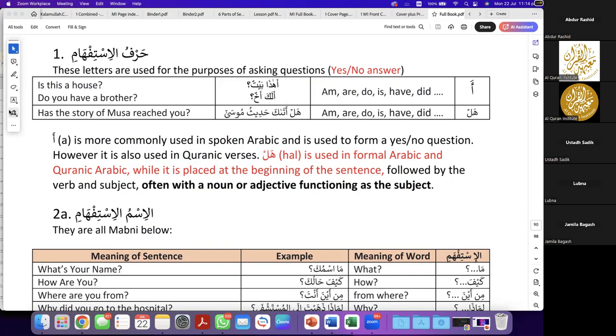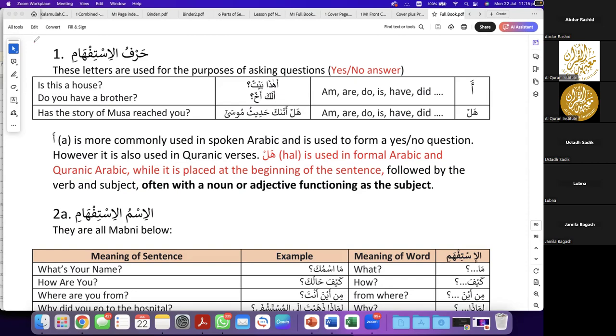As another additional faida, additional benefit, when you see Hamzatul Istifham in some words, if the word also begins with Hamza, it will be elongated. For example, if it's in a question that has Allah at the beginning, instead of just Allah, it'll be Allah with a mad, but that will become a question. Inshallah, when you go through the Quran, you'll see that. So that's the first one for Harful Istifham, the Hamzatul Istifham.